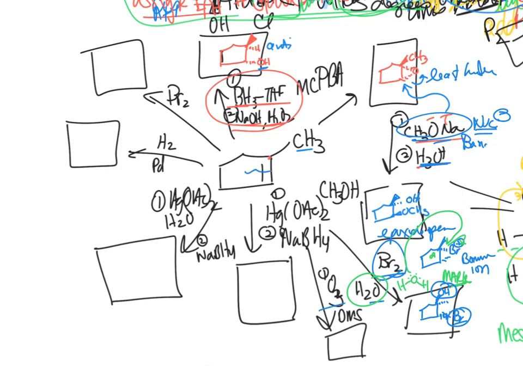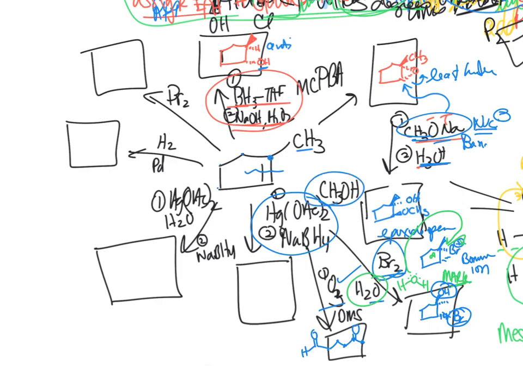Ozone, you cleave that, right? So we got 1, 2, 3, 4, 5, 6. That becomes an aldehyde, and that's a ketone. That's ozone. Here we have mercury acetate, and we got methanol.